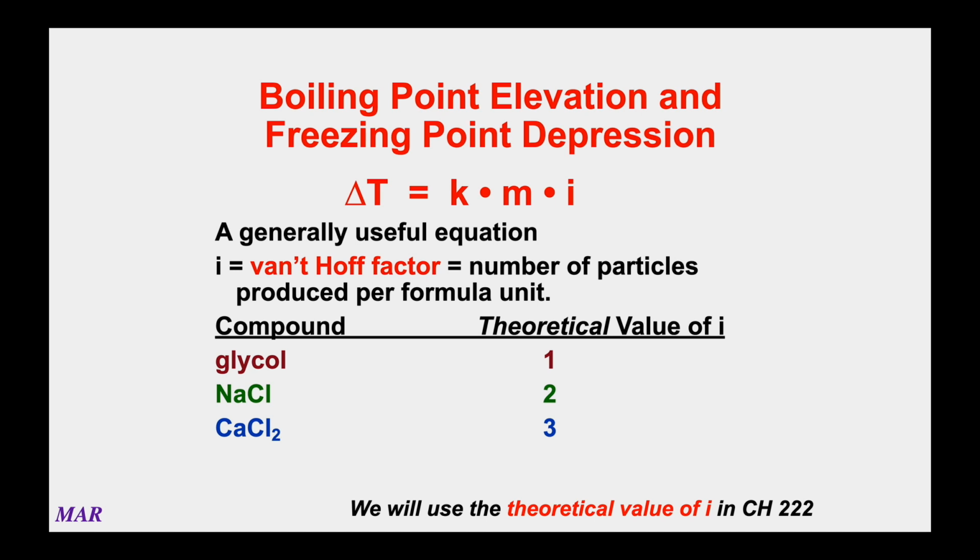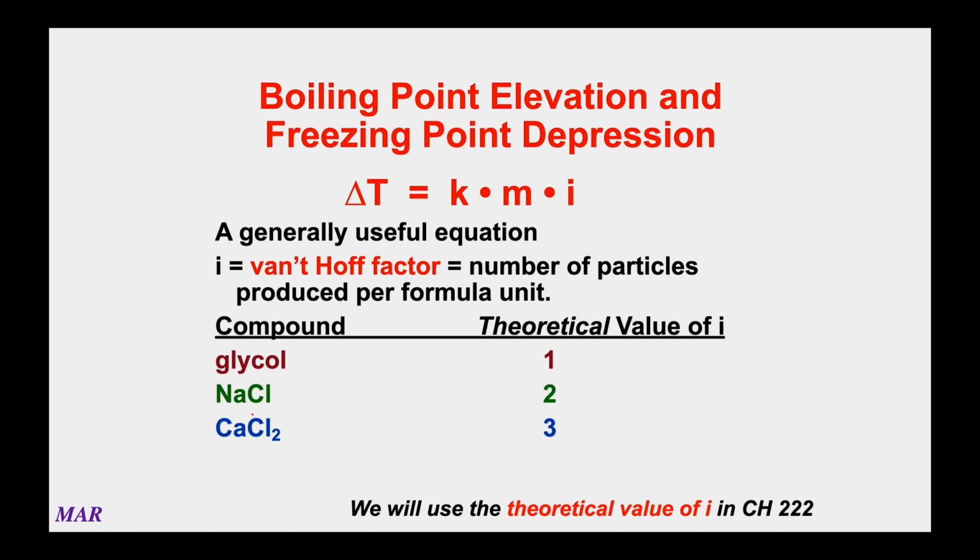So we saw earlier how NaCl breaks down into a positive and a negative. If you have NaCl, it breaks down to Na+ and Cl−. That's 2 pieces. That's the theoretical value of this van 't Hoff factor i. Calcium chloride breaks down into a Ca2+ and 2 Cl−. So you get 3 particles per mole of CaCl2. That's why the i factor is 3.